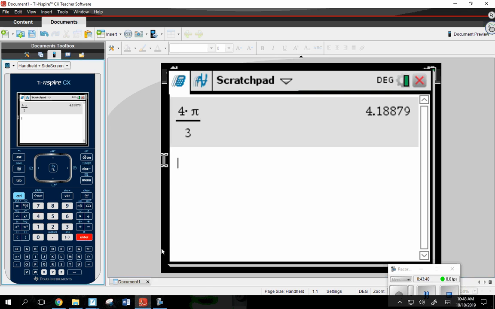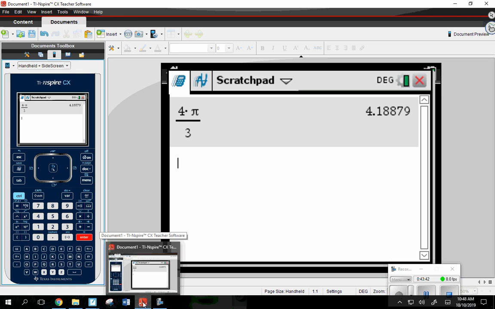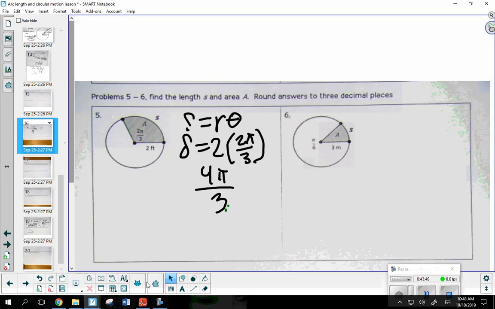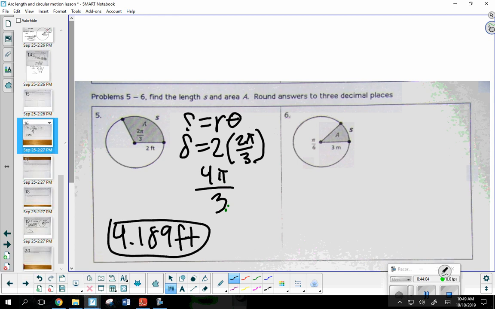So 4 point. Now, how many decimal places did it want? 3. So I would say 4 point what? Okay, so 4.189 what? Radians? Not radians. Because remember, we're finding arc length. So what was our radius given? Feet. There we go. So that's our arc length. Okay. And now we just need the area of the sector.